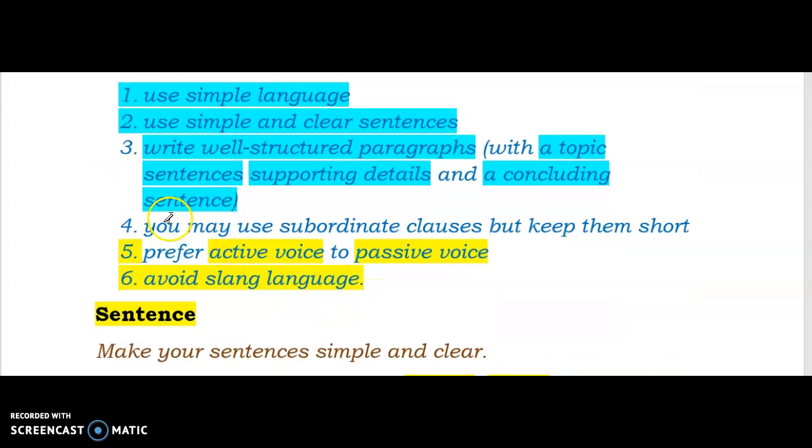You may use subordinate clauses, but keep them short, and you can prefer active voice. Remember, active voice is much more preferable than passive voice, unless it's scientific writing. Be careful that slang should not be used, because slangs are sometimes not understood in a formal document. The readers might not be familiar with the particular cultural slangs, British or American or any other country. So be careful that you are not using slang language. Slang language will make your writing a little weird or a sort of unwelcome by the readers.